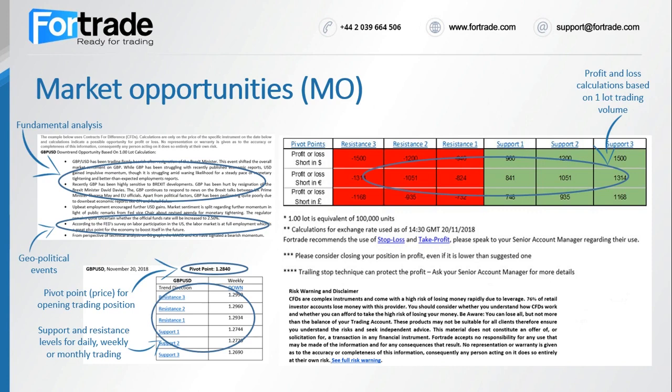The pivot point is the starting price based on which resistance and support levels are calculated. The support and resistance levels here are for daily, weekly or monthly terms. Finally, profit and loss calculations are based on a one-lot trading volume.